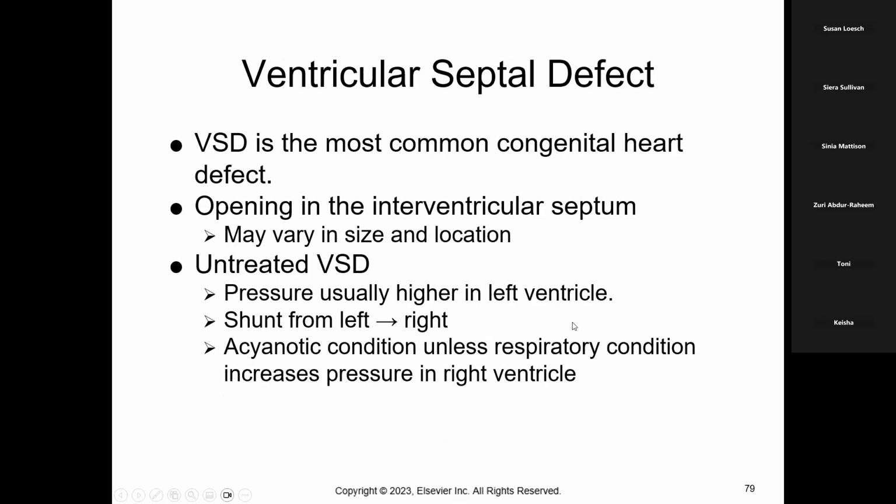So ventricular septal defect is the most common congenital defect. Here they have an opening in the septum. If it's untreated, the pressure is usually higher in the left ventricle, so the blood will shunt from left to right. This is acyanotic unless the person has a problem with the respiratory system.